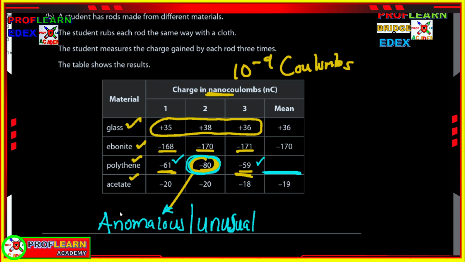Then if you are asked about anomalous or unusual, an anomalous point is the strange value that is inconsistent with the rest. You have negative 61, negative 59. How come it's negative 80? So that becomes the anomalous value. It smells like there was a mistake that happened here. So the way to deal with it, you can repeat this value, or when you are finding the mean, you only use this one and this one, divide by 2 in order to find this one.